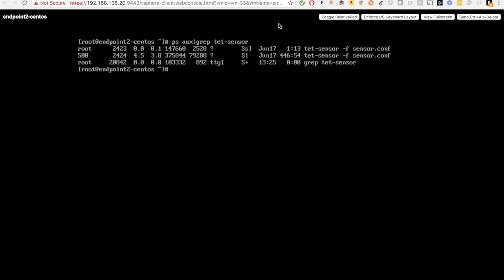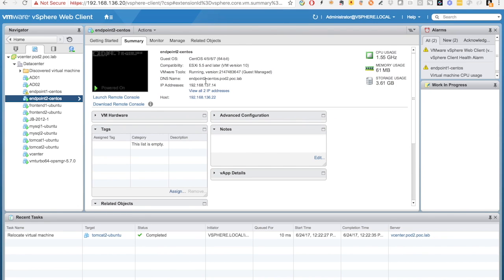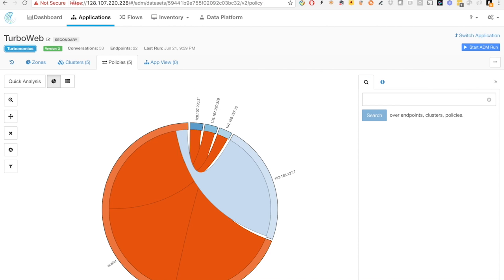For these endpoint 1 and endpoint 2 VMs, we're just setting up two different servers. We have started to use a tool called iPerf to generate network traffic between each other. The IP of endpoint 1 is 137.13 and endpoint 2 is .14. Let's take a look at Tetration.